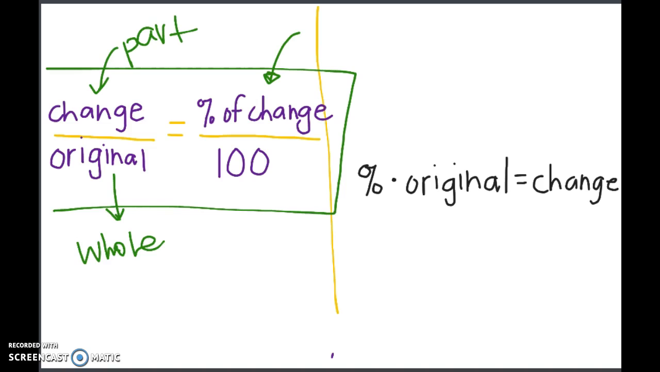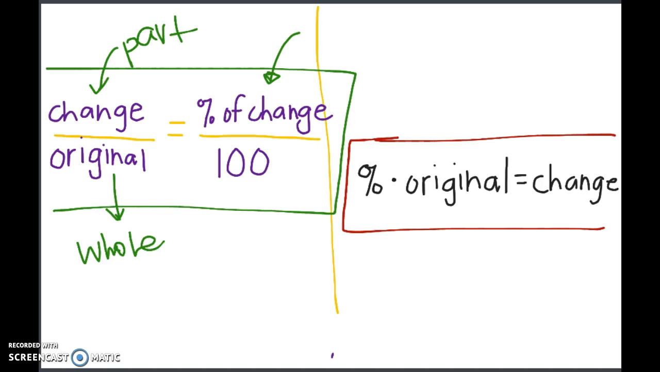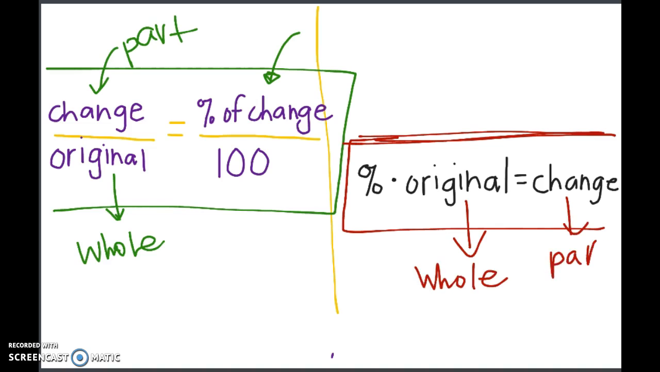The second way is an equation. You can do the percent times the original, and that'll give you the change. You kind of have to remember that the percent times the original, which is like the whole, will give you the change, which is like the part. Remember when we're doing percent times numbers, it always has to be times the whole or the original. I'm going to show you both ways, and you'll get to choose which way you like better, just like we've done with all the other problems.